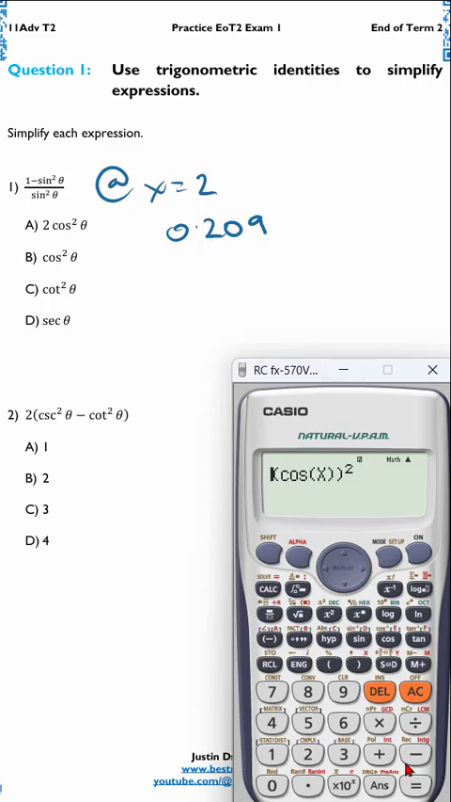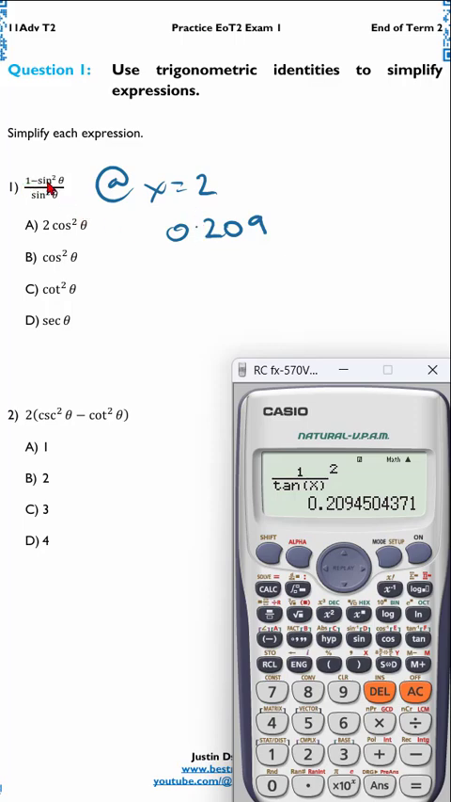Let me remove this 2. And does it match here? No, it doesn't match. Let me go to the cot. Now how do you get cotangent? Cot is 1 by tan. Close the x and close the bracket and then square this up. Let's check. Yes, this is the correct answer.